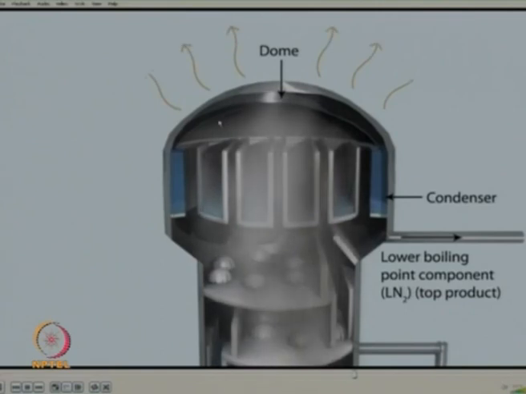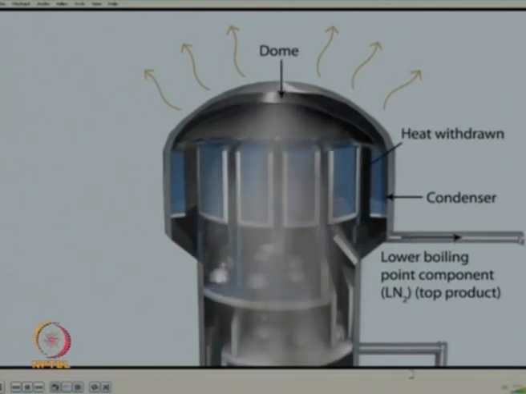You can see that the condenser needs to be cooled by some cooling effect which is supplied by an auxiliary circuit. So, some cooling effect is offered over here, some heat is taken out from here, and whatever vapors come out get condensed over here, and from here what you get is a low boiling component in liquid form.